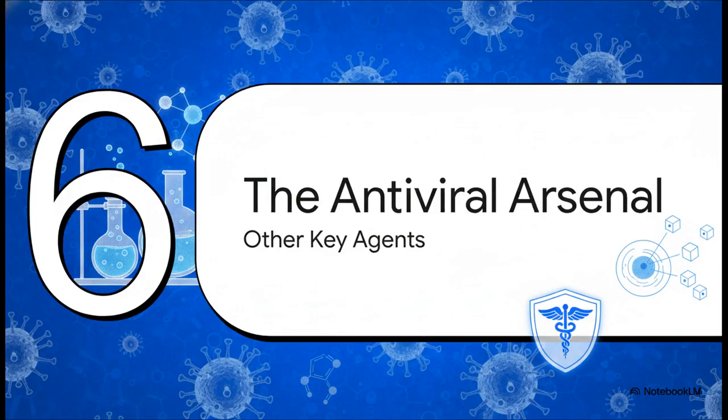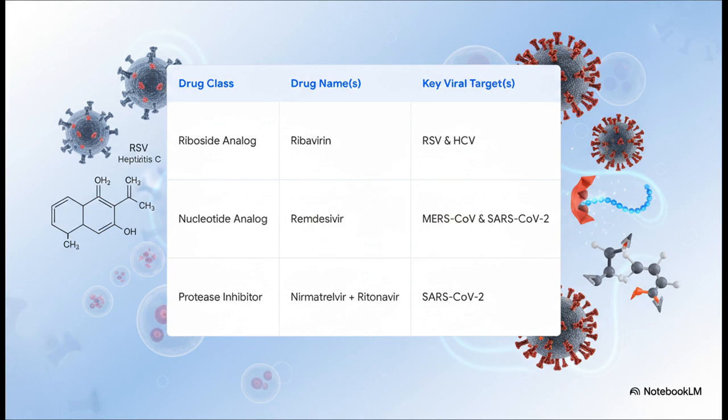Okay, to wrap things up, let's do a quick lightning round of some other important antivirals you should have on your radar. I mean, this field is always changing, especially as new viruses like the coronaviruses pop up and force us to innovate. This table is a really nice high-yield summary. You've got ribavirin, an older drug we use for RSV in kids and sometimes for Hep C. Then, of course, the ones that have been all over the news, remdesivir, a nucleotide analog, and the combination nirmatrelvir plus ritonavir, Paxlovid, which is a protease inhibitor. Both of those have become cornerstones in our fight against SARS-CoV-2.